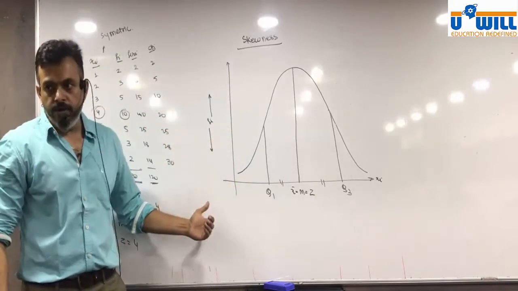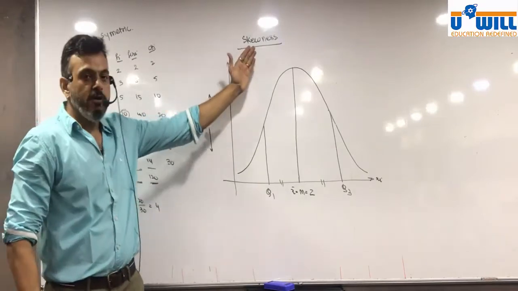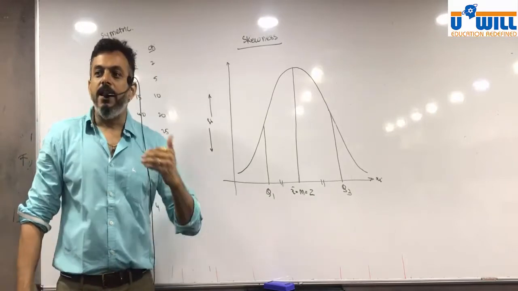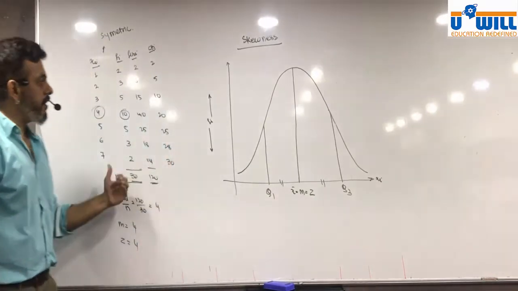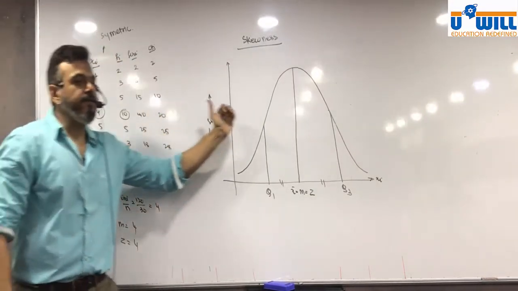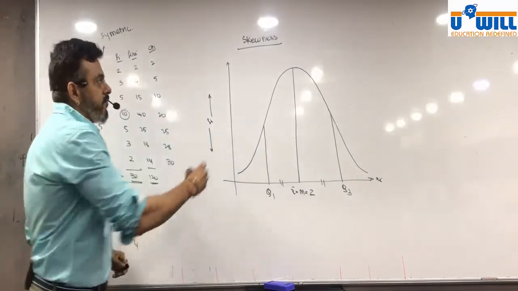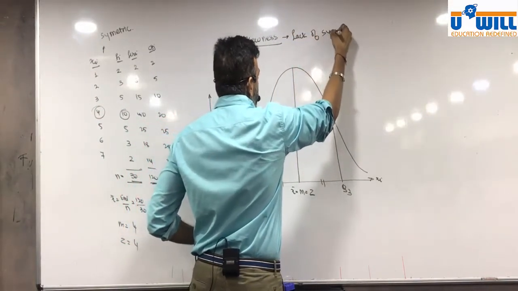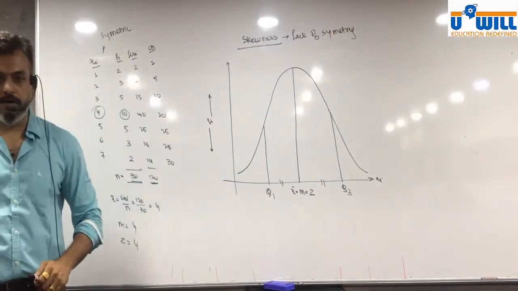But this chapter is not about a symmetric frequency distribution. This chapter is skewness. So what is skewness? Skewness is lack of symmetry. That is, if some data is not like this, then we will say it's a skewed data. You understood? Once again, skewness is lack of symmetry is known as skewness. Understood this?